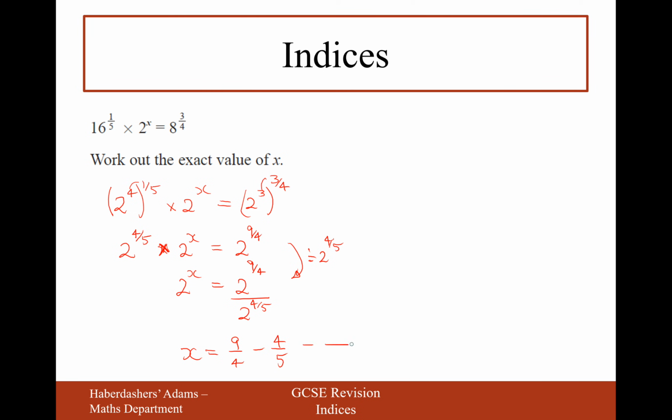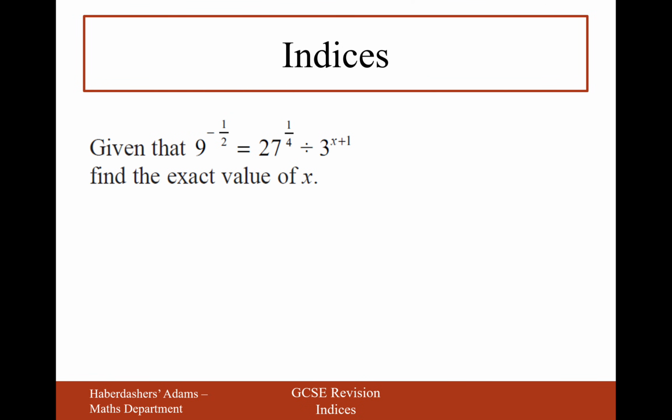Create a common denominator of 20 there. So 20 on this one. That would be 45 on the top of this one, and then minus 20 on the bottom here. Multiplied by 4, so that'd be 16. 45 minus 16 is 29, so it'd be 29/20. So there we are, that's the answer to this question here. 29/20 is the value of x. Okay, let's move on to the next one. Pause the video and give this one a go.